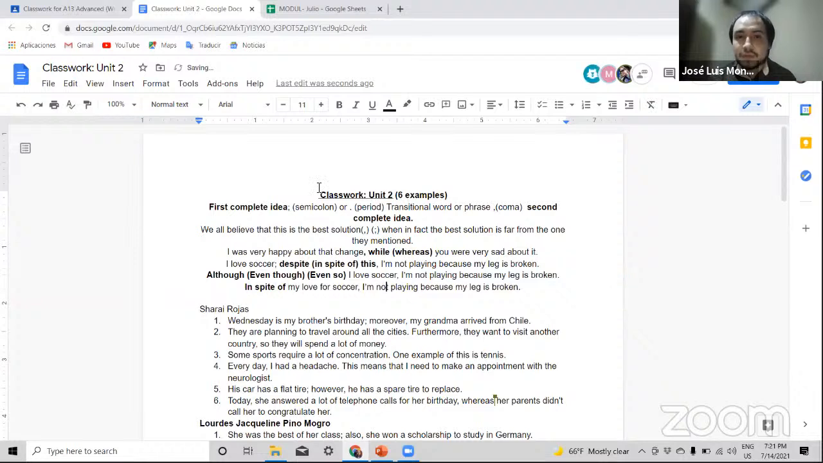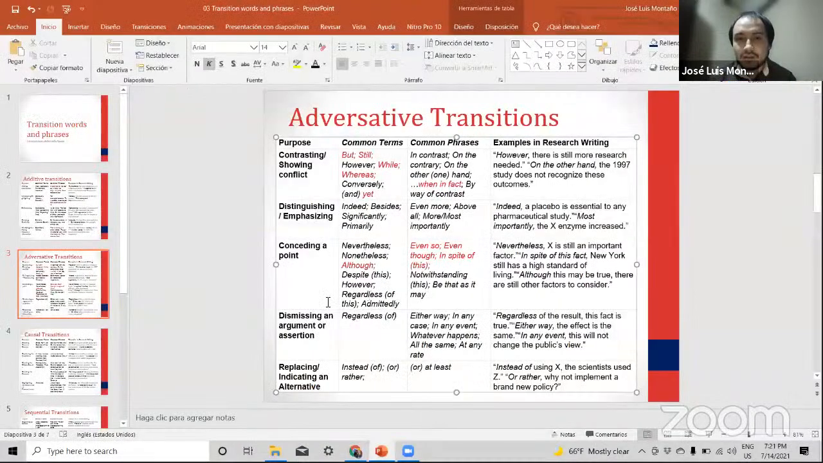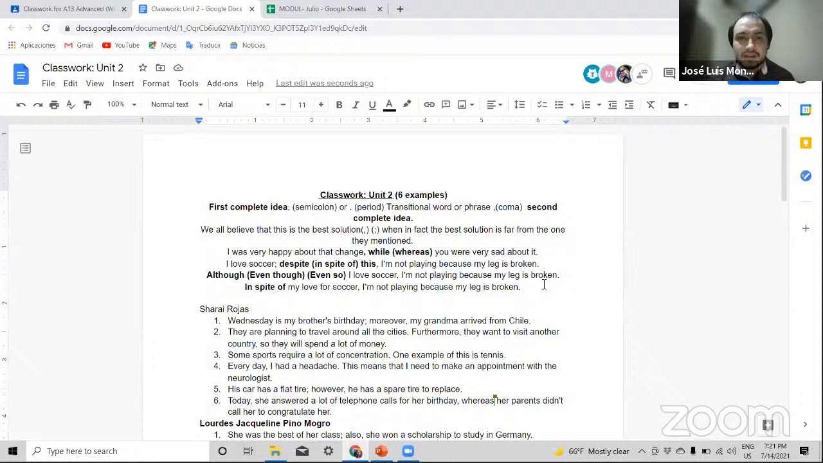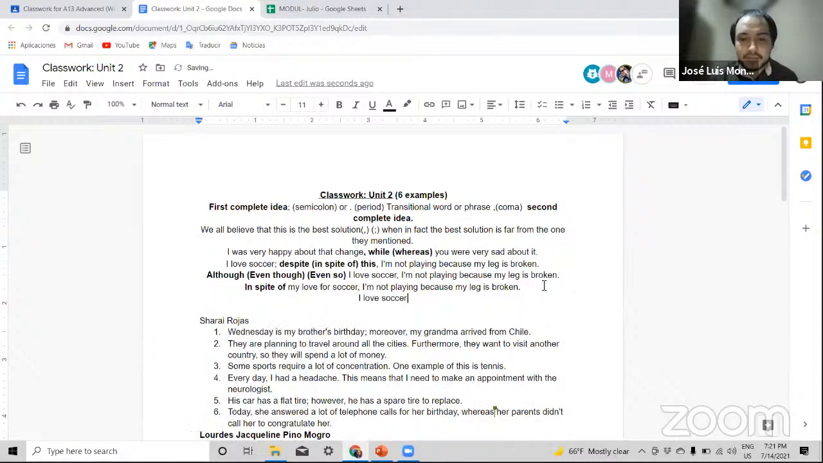And actually, the words that are in black are all the same. I'm only going to write with one of them. Let's say nonetheless, and I'm going to say exactly the same. So I say, I love soccer, semicolon, or period, right? Nonetheless, comma, I'm not playing because my leg is broken. So I think these are all the examples that I can give you. But if you follow that logic, it's going to be correct.